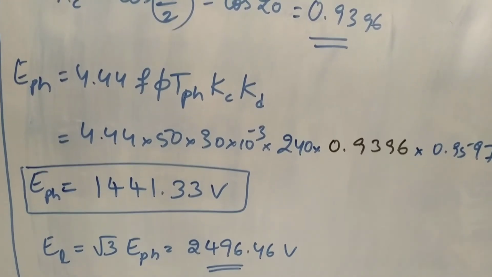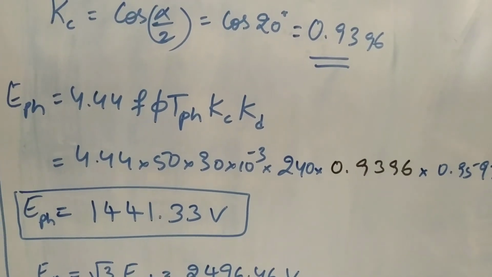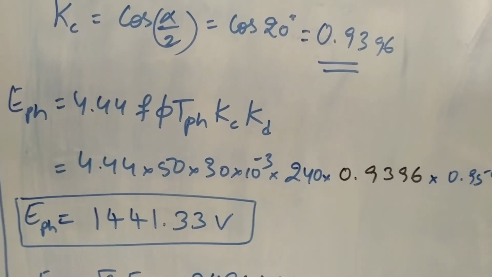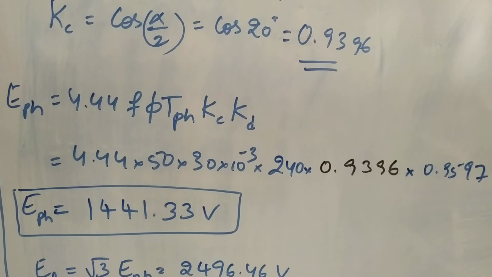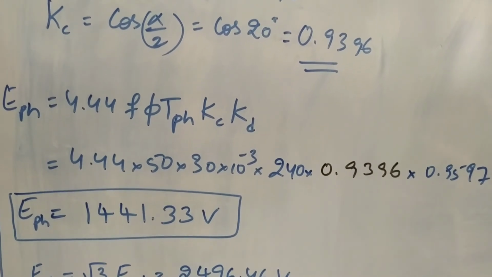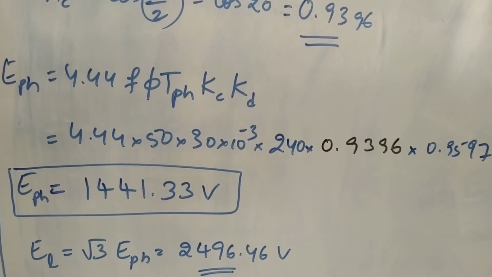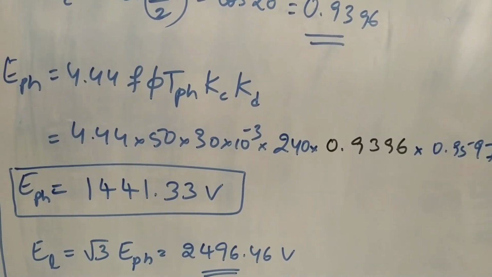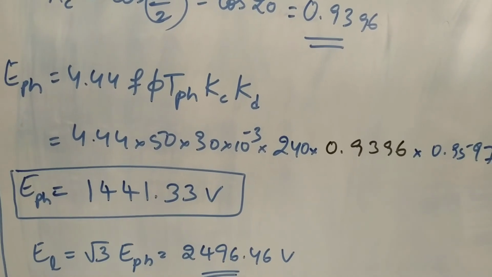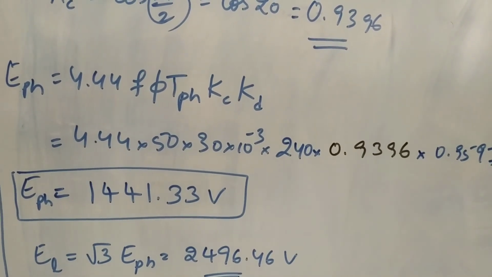Again we need to solve the E phase in a similar way. After substituting the corresponding values with this new value of Kc, the E phase is equal to 1441.3 volts. Similarly, we can also determine the line voltage, that is E line is equal to root 3 times E phase, which results in 2496.46 volts. This is how we can solve this problem.